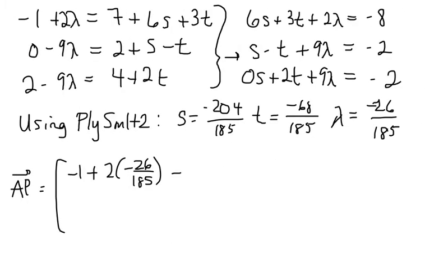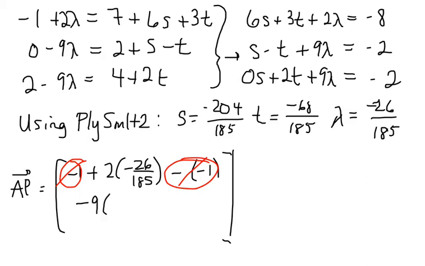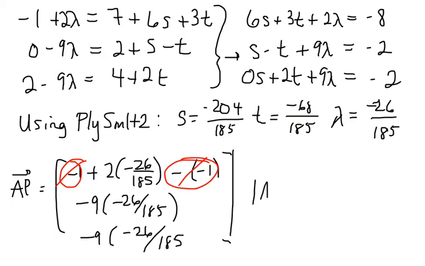So now when I subtract this negative 1, of course, what's going to happen is that the negative 1 cancels with the negative 1. So really, this whole AP is just going to end up being my lambda term. So I'll have negative 9 lambda, and I'll have negative 9 lambda. And then I want to find the magnitude of that.